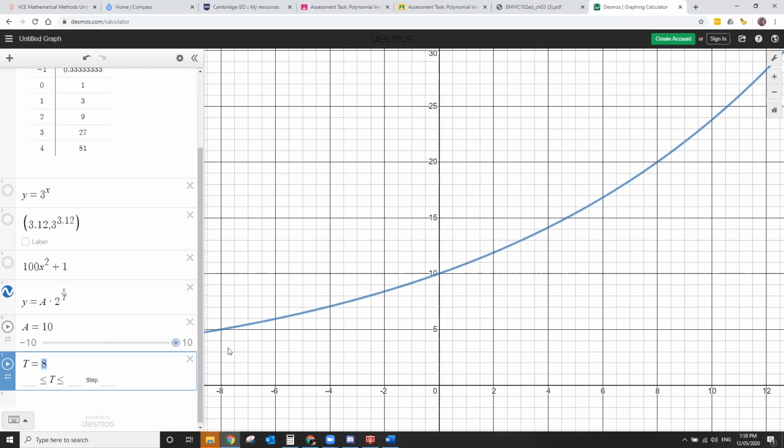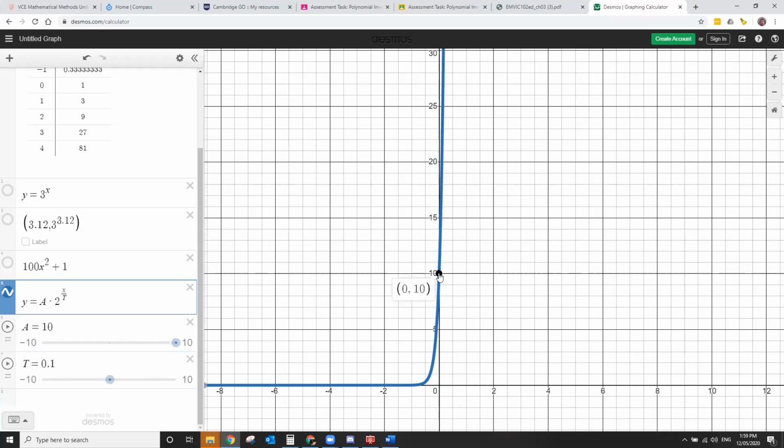If we make this t 0.1, say, so we're only dividing by 0.1, then we get really, really fast growth. We get something that explodes upwards. All of a sudden it starts at 10, but when x equals 0.1, it's already at 20. Okay, so that's what exponential graphs look like.